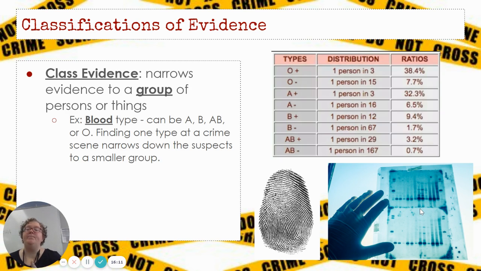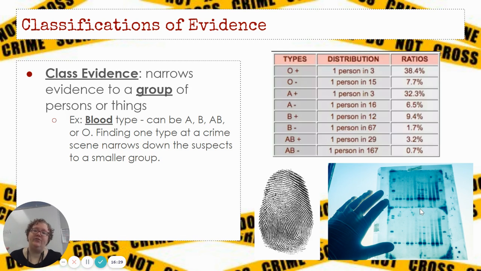For example, blood type. You could have blood type A, B, AB, or O. If you find blood at a crime scene, it's very cheap to test for blood type, so we can do that very easily. Finding a particular blood type at a crime scene narrows down your suspects, but doesn't tell you which suspect it is, right?